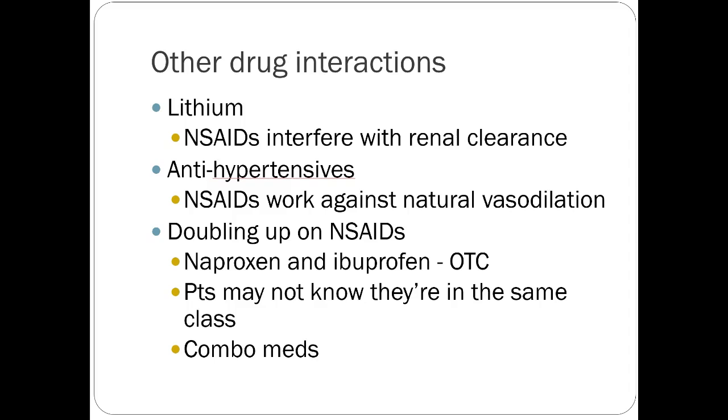Antihypertensives. So NSAIDs work against the body's ability to naturally vasodilate. So if somebody has borderline hypertension or hypertension and it's undiagnosed or whatever, and they're taking NSAIDs regularly, that's actually going to contribute to increasing their blood pressure. So people with uncontrolled hypertension, we usually try not to use it with. People with hypertension in general, not a great idea.